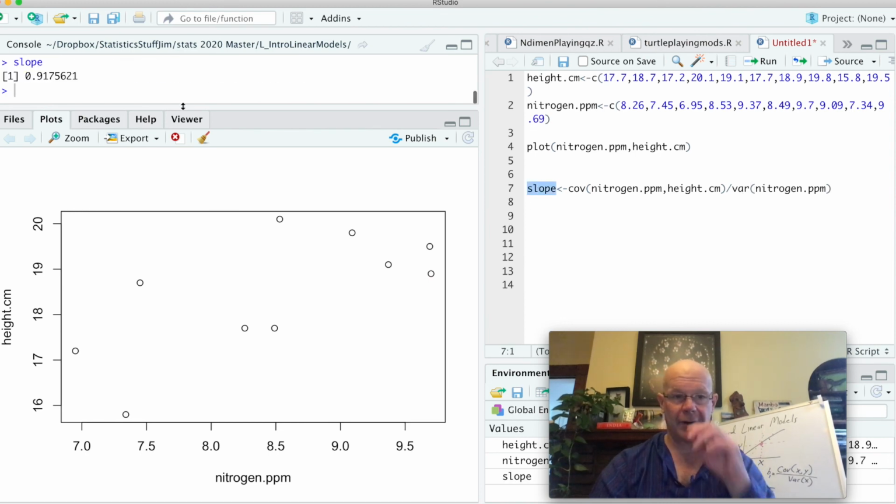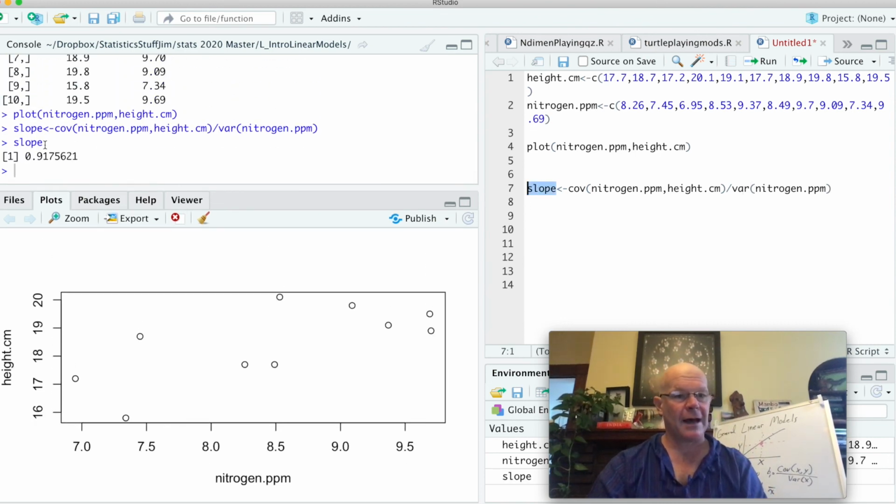And so now we have our slope, and it is 0.9175621. Again, that's our slope. It's rise over run. And if you think about the units, the covariance was in nitrogen parts per million height centimeter units, and the variance was in nitrogen parts per million squared units. And so what we're going to end up with after we do that arithmetic is simply 0.917 height centimeter over nitrogen parts per million.